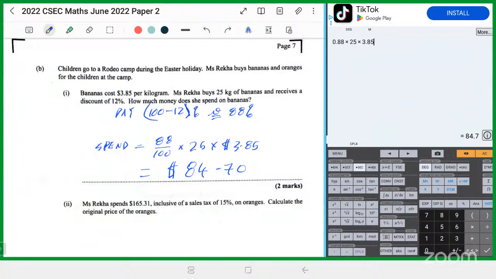Now, what some persons might do is calculate the amount she's supposed to pay, calculate the 12%, and then subtract that 12% from the total. But we need to learn to do the mathematics quick and fast like this. Realize that if you're paying 12% less, that's what a discount is. A discount is the amount less than the original. So she's actually paying 88% of what it was supposed to be. Okay with that?